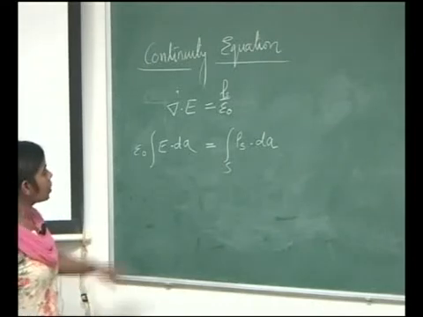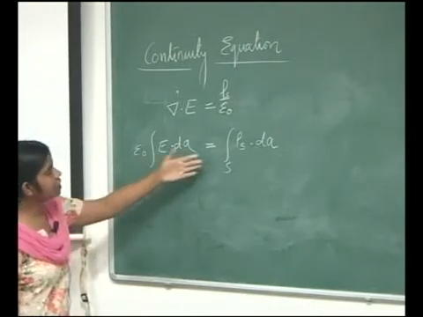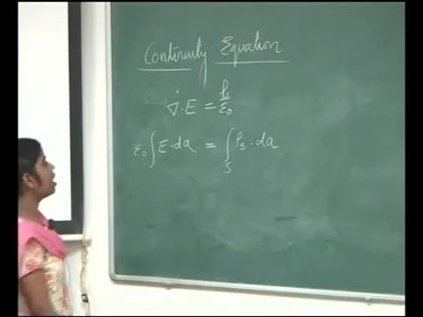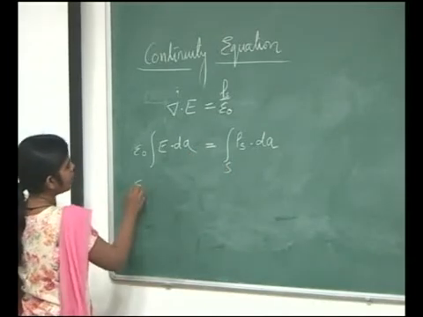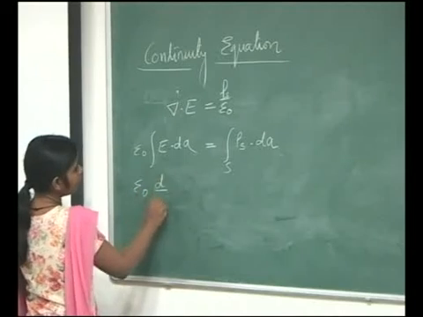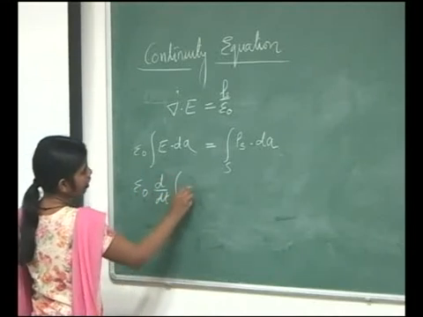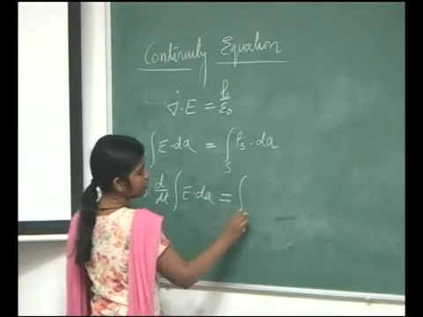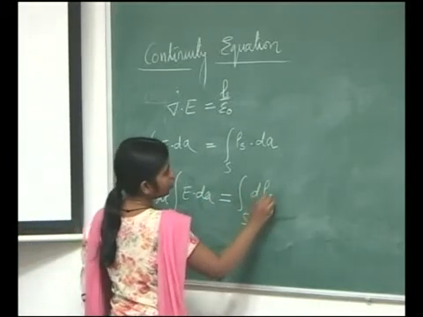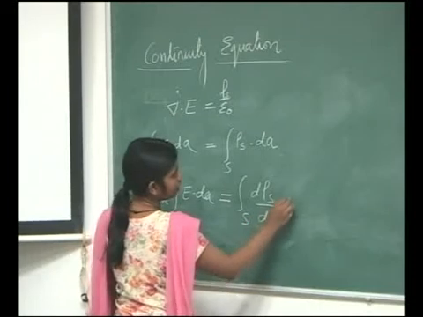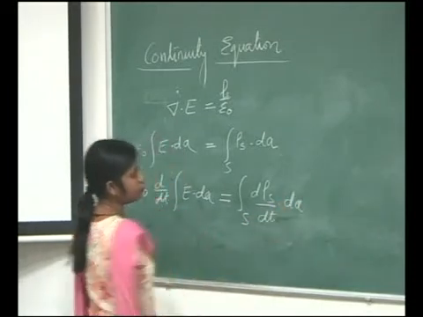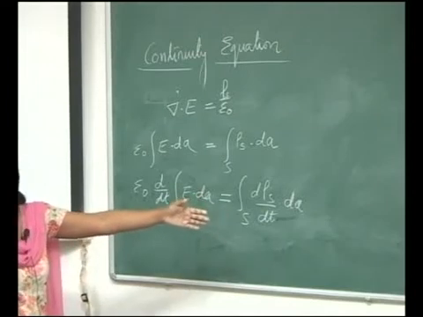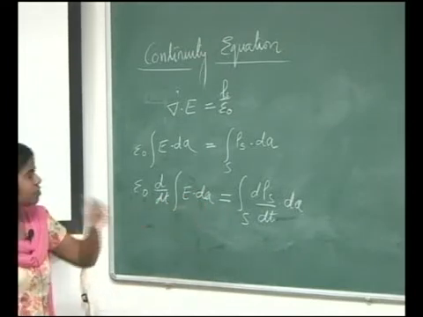So, now if I take the time derivative, I will get here epsilon naught d by dt of E dot dA is equal to integral over S d rho S by dt into dA. What is this? This is Js. This is the surface current density, d rho S by dt is surface current density.